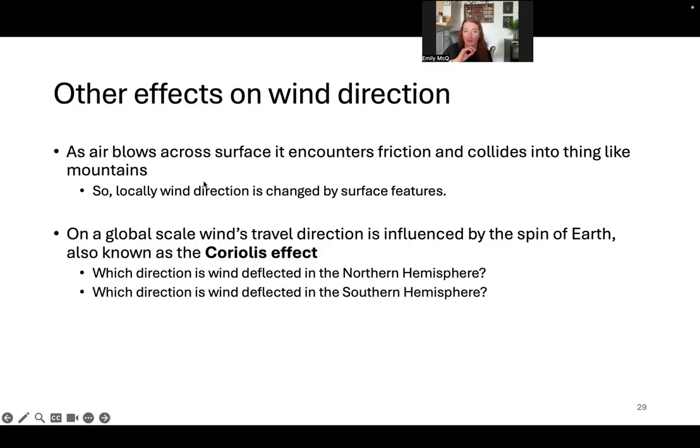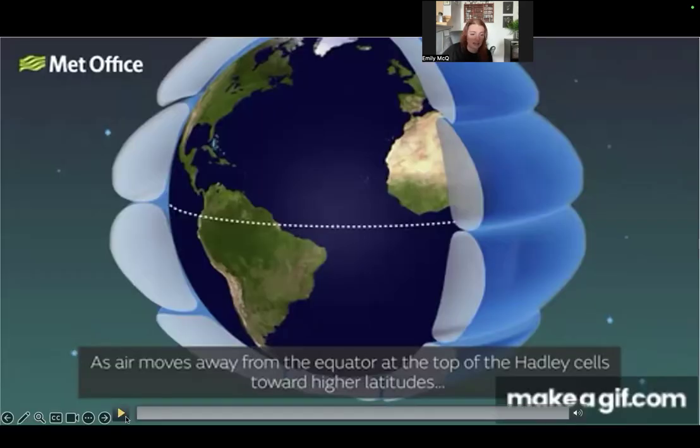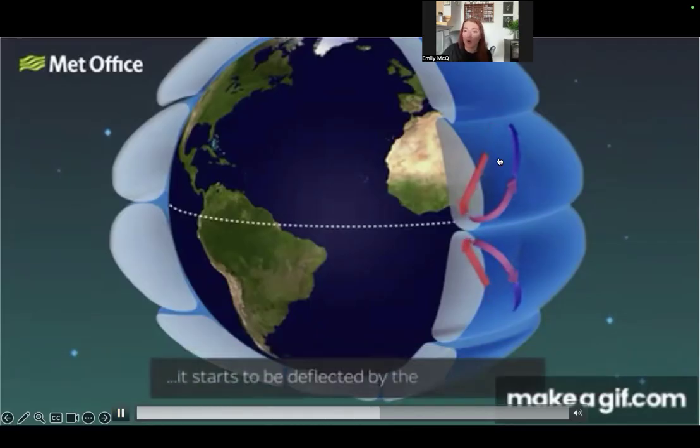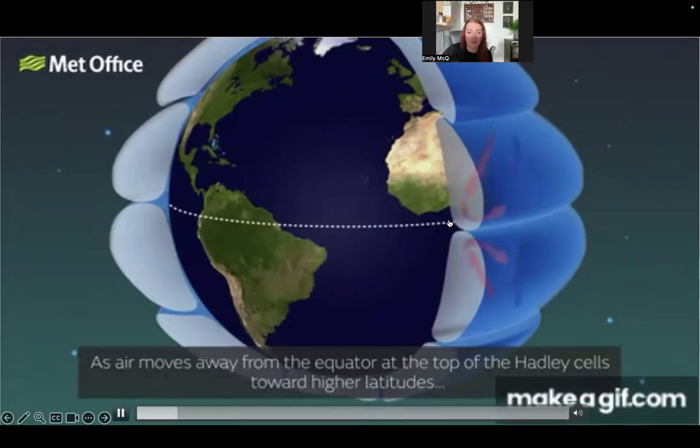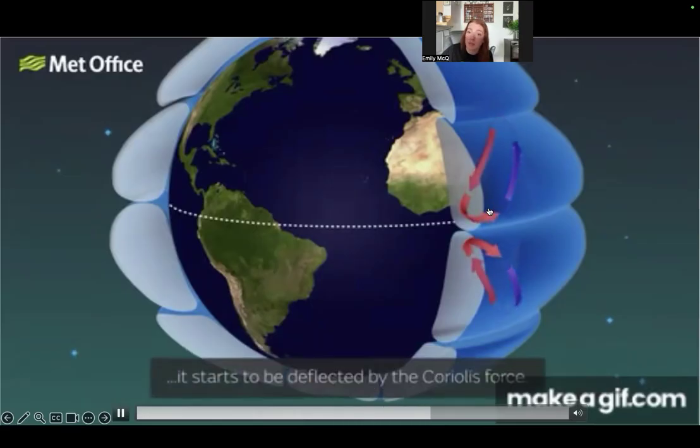So as air blows around the surface, it encounters friction and collides with mountains and topography and valleys and the ocean. So local wind can be changed by surface features. But on this global scale, this direction of wind is influenced by the Coriolis effect and the spin of the Earth. Just like this. And here's my video GIF. So because of the spinning of the Earth, this is going to alter the vertical and horizontal movement of the atmosphere. And here we have a high pressure system that's like, absolutely not, I want to go to a low pressure system. And it's convecting because of that.